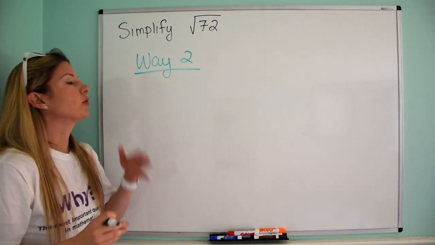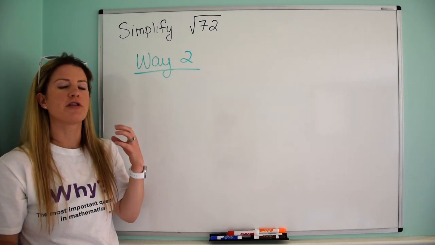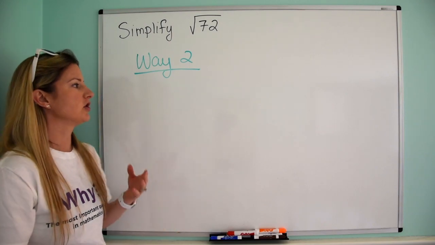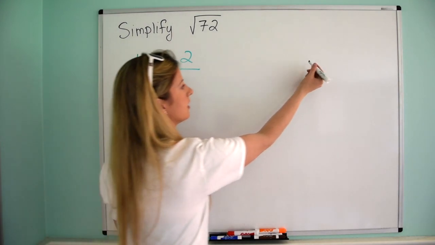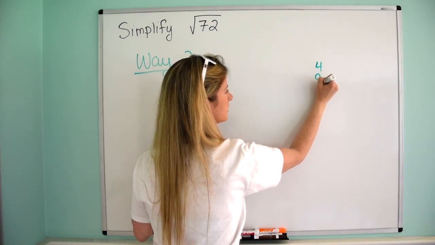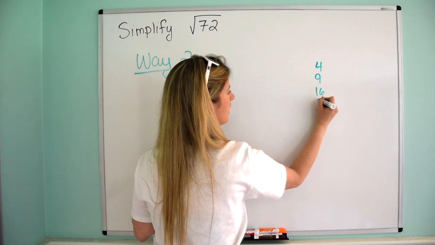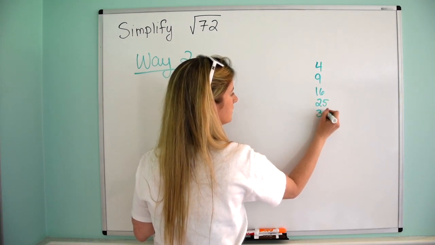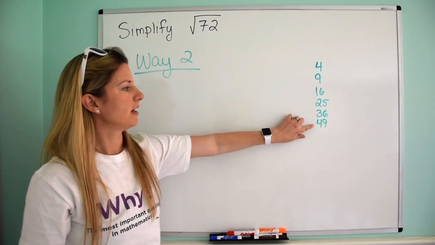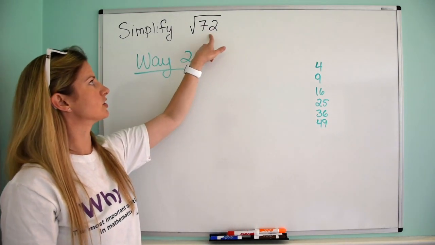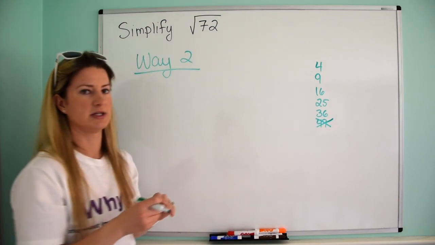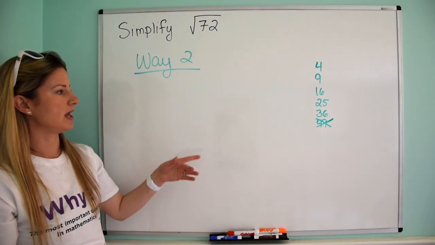Okay, so for way 2, we're going to say, are there any factors of 72 that are perfect squares? Okay, so we're going to come over here and say, all right, what are some perfect squares? So we've got 4, that's 2 squared, 3 squared is 9, 4 squared is 16, 5 squared is 25, 6 squared is 36, and 7 squared is 49. But here's an important thing right here. If we double 49, we get 98, which is greater than 72. So we know that it's not going to be a factor of 72, okay?